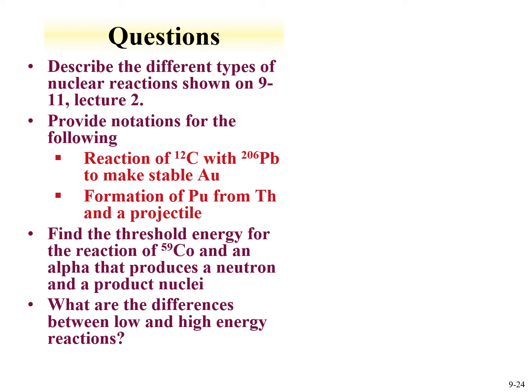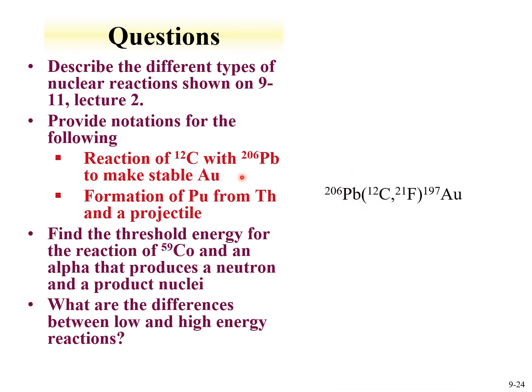You should be able to provide notations for certain nuclear reactions. As an example, imagine that we have a reaction of carbon-12 plus lead-206 making stable gold. Please provide the nuclear reaction notation for that. Well, the projectile on this we would say is carbon-12. The target would be lead-206. So we'd write it as this, where the lead-206 is first. The carbon-12 would be the projectile.